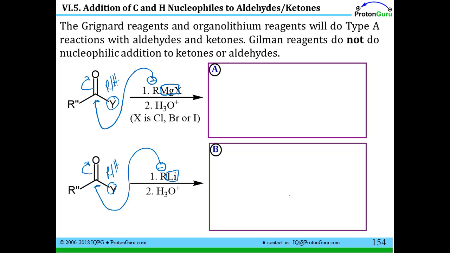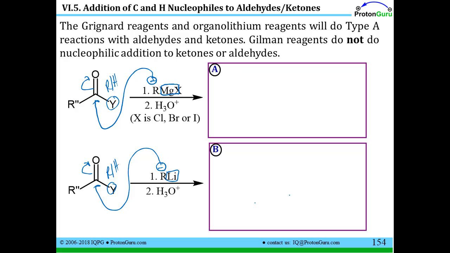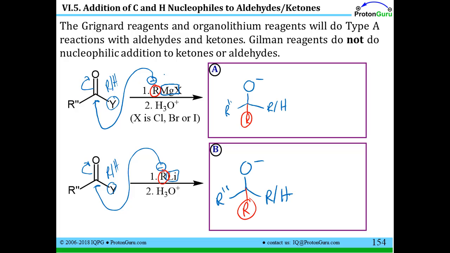And in box A and B, we get the same sort of initial products we had for the hydrides, with the exception being that instead of an H being added from the hydride nucleophile, we have the alkyl nucleophiles added. And we'll get species that look like this. The purpose of the second step, again, being to protonate the negatively charged oxygen. So we have a variety of ways here to make alcohol.